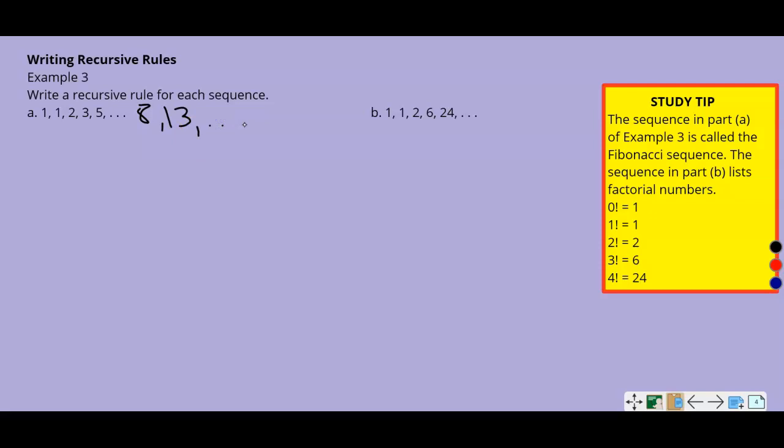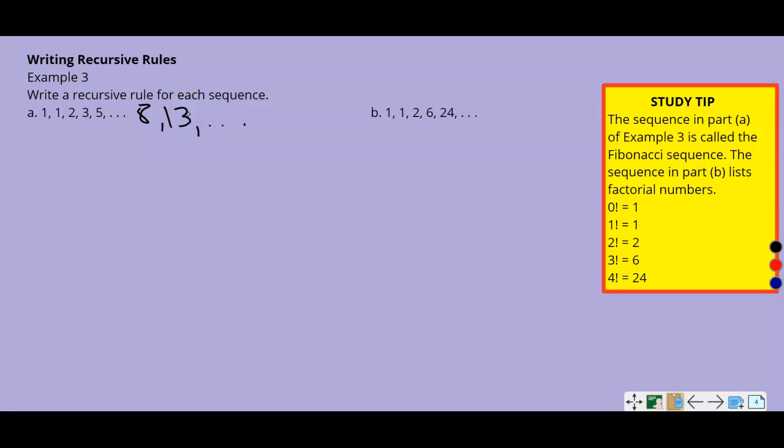All right, so can we write a recursive rule even though this is not arithmetic or geometric? Remember, all arithmetic sequences have a common difference. All geometric sequences have a common ratio. So we're trying to write a rule for this sequence that has a pattern, but it's not arithmetic or geometric. So we know that we're adding the 2 previous terms to get to the next term. So let's think about how to write that.